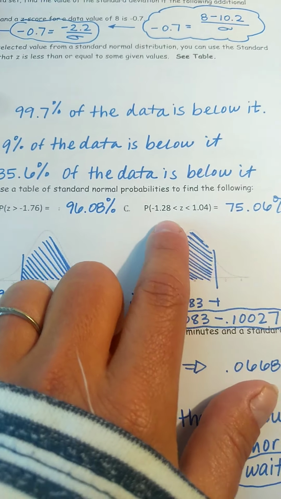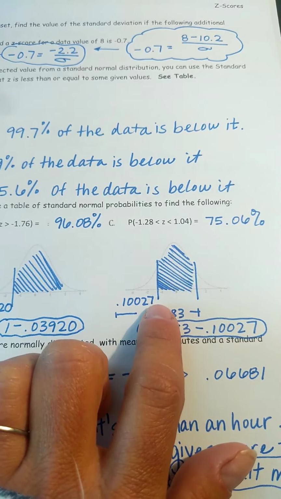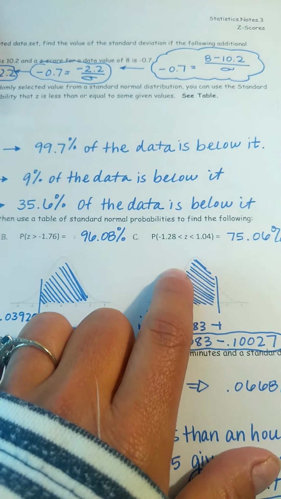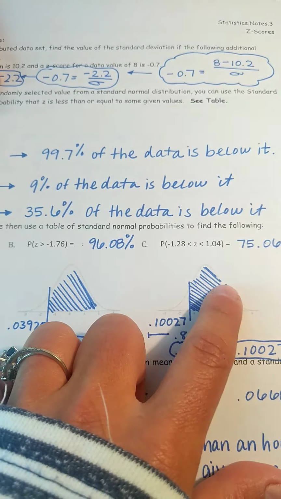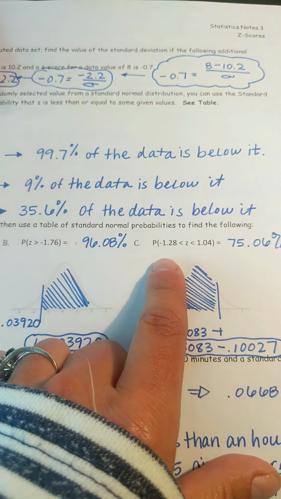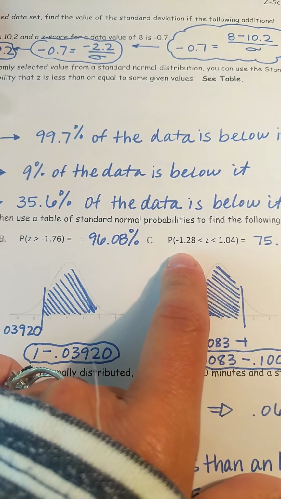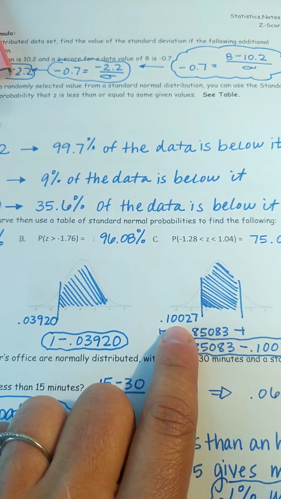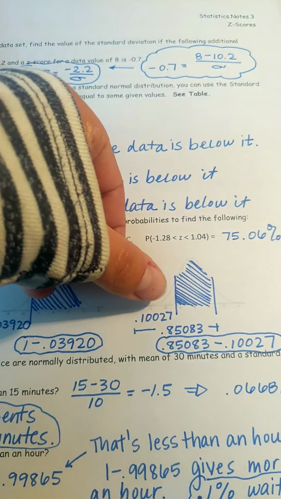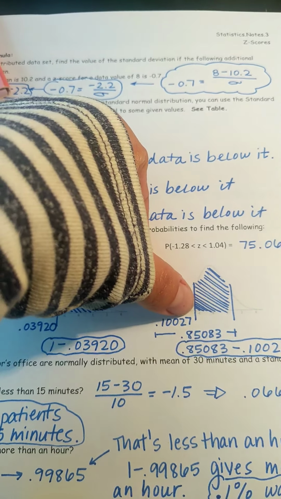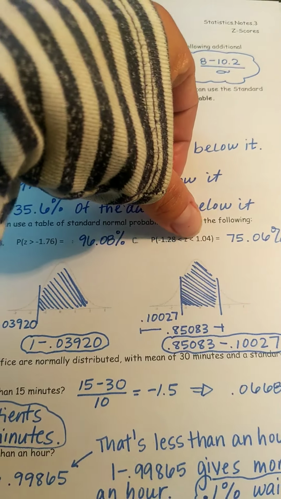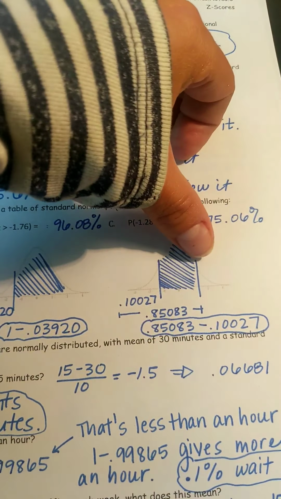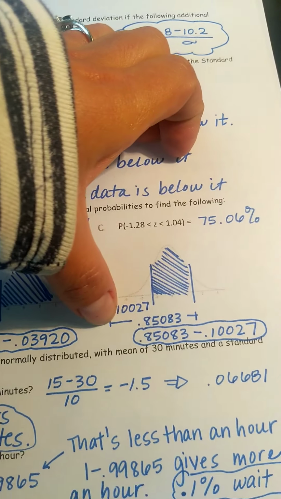So on this one, we want the probability that the z-score falls between negative 1.28 and 1.04. So if I were going to mark the negative 1.28 here and the 1.04, I'm doing everything between them. So I start by looking up that negative 1.28 on my z-score chart. When I look it up there, I get this 0.10027. Okay, that represents this area below that line. Okay, then I look up that 1.04 and I get 0.85083. That represents everything from here all the way down.